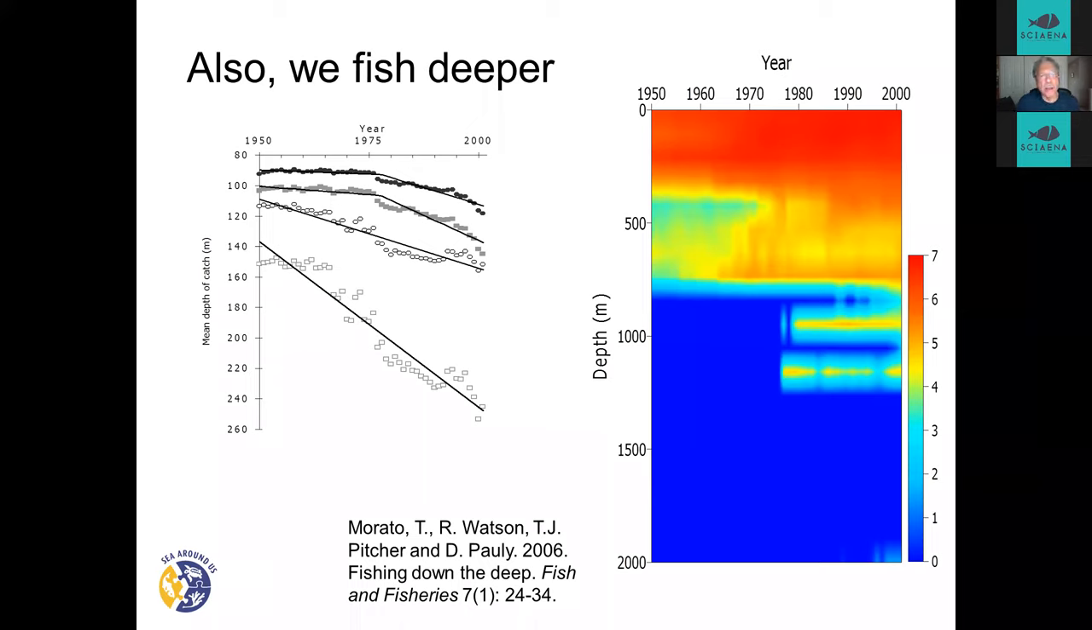Here is a demonstration, the first that we did with a Portuguese student of ours at the time, Telmo Morato. This is a demonstration that we fish deeper and deeper, based on data that we had at the time in the Sea Around Us database. Actually, the trend of fishing deeper and deeper is more rapid than shown here. We can show that now.